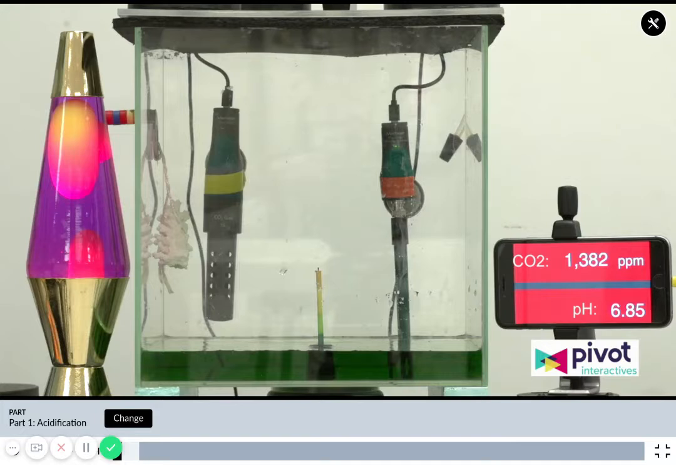The difference this time is that they're going to put a piece of skeleton from a coral into the water. Those skeletons from coral contain a lot of calcium carbonate, so you're going to see if there's any difference in the reaction this time.